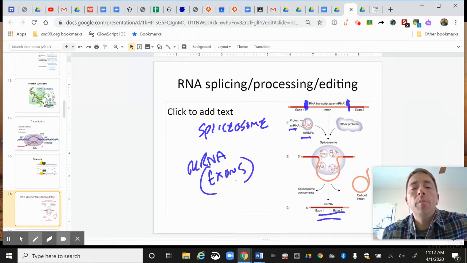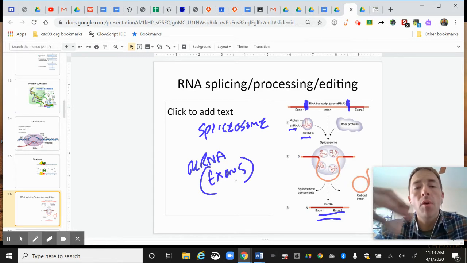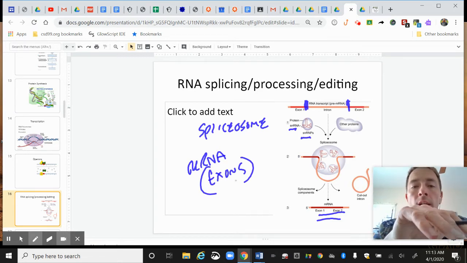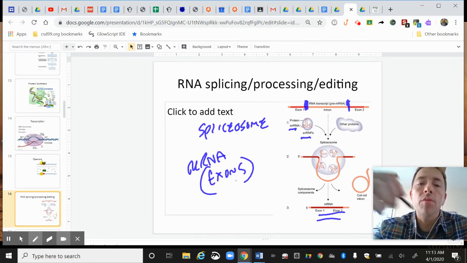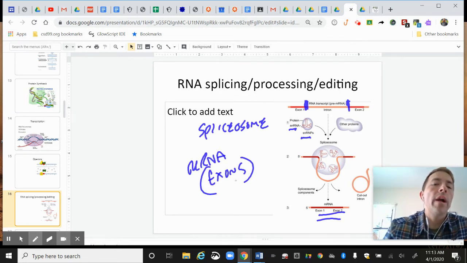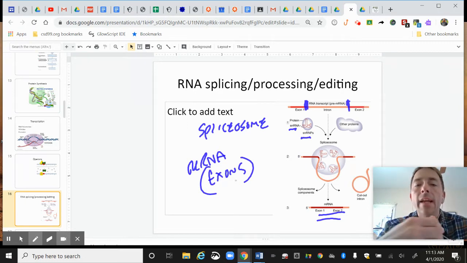So the problem is prokaryotes, they don't do this. So if we are going to make a prokaryote do something for us, and we want to put our gene into a bacteria for them to maybe synthetically produce insulin for us, then we actually have to get that RNA to be processed first and then put it back into a DNA form.